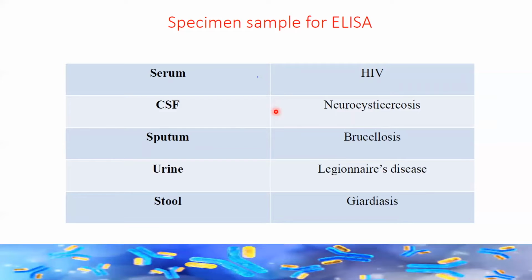Sample specimen used in ELISA test can be serum, CSF, sputum, urine, or stool. Depending upon the purpose of diagnosis, you use a different kind of sample. For example, for HIV, you use serum. For neurocysticercosis, you use CSF. For brucellosis, you use sputum, and so on. So depending upon what exactly you want to find out, your sample changes.